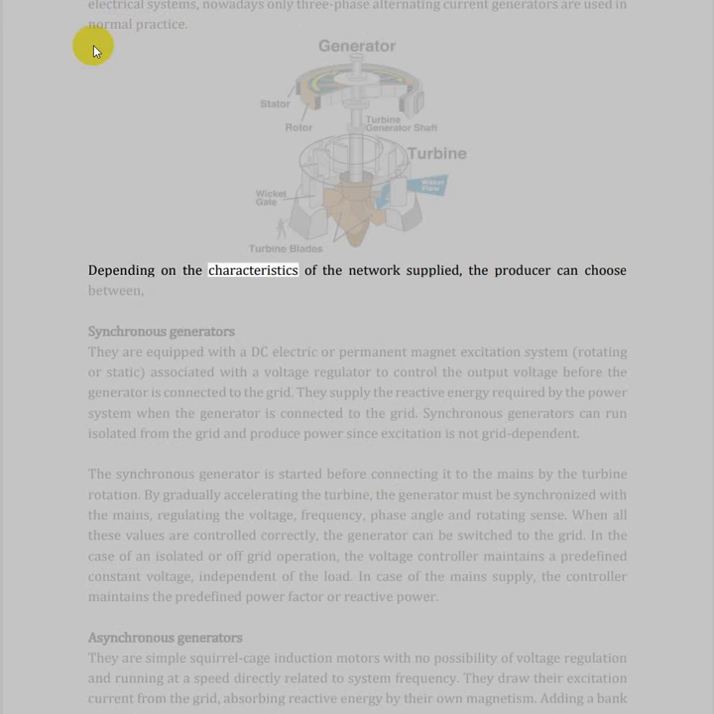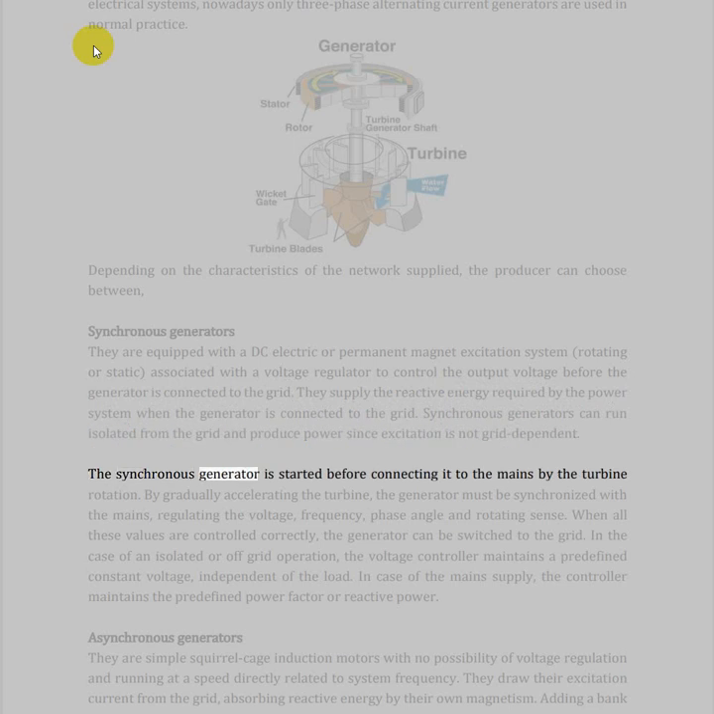Depending on the characteristics of the network supplied, the producer can choose between synchronous generators and asynchronous generators. Synchronous generators are equipped with a DC electric or permanent magnet excitation system, rotating or static, associated with a voltage regulator to control the output voltage before the generator is connected to the grid. They supply the reactive energy required by the power system when connected to the grid. Synchronous generators can run isolated from the grid and produce power since excitation is not grid dependent.